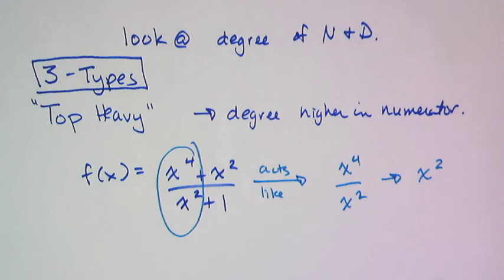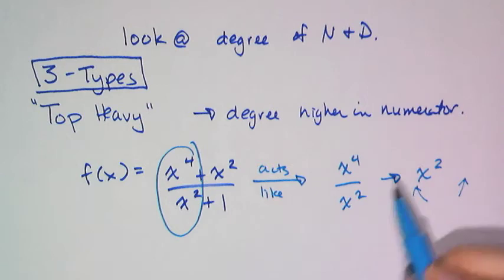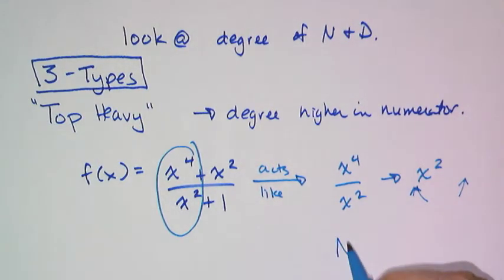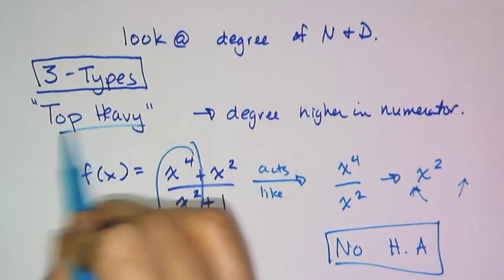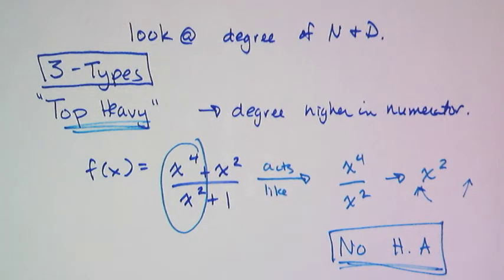So if I have a top-heavy rational function where the numerator degree is higher, then I have end behavior like a polynomial. So this thing's end behavior is going to be just like x squared in that it's going to increase and increase, right? And so in this case, there is no horizontal asymptote. So top heavy means no horizontal asymptote because in the long run, that function will act like a polynomial.